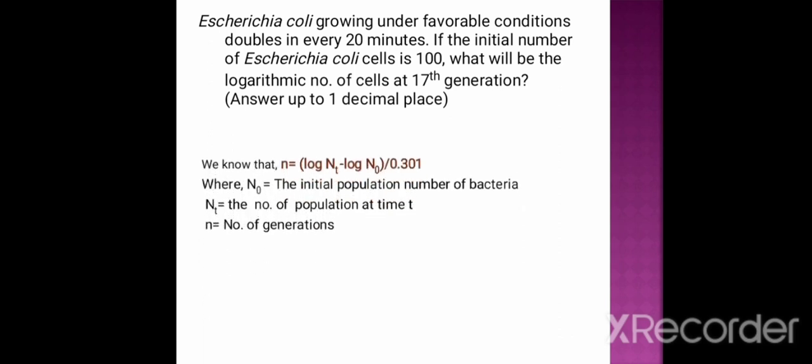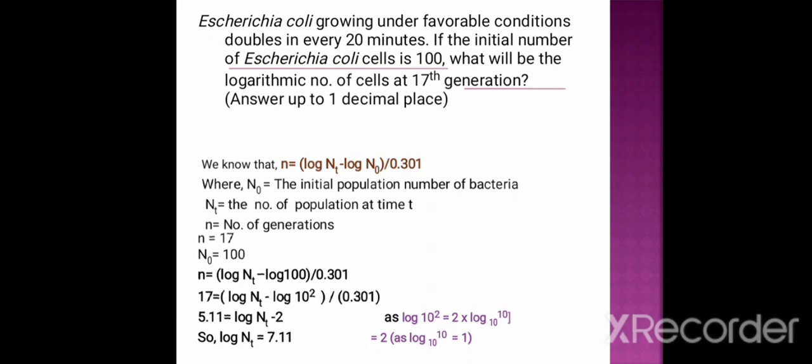To solve this question, we have to consider the formula n is equal to log Nt minus log N0 divided by 0.301, where N0 is the initial population number of bacteria, Nt is the number of population at time t, and n is the number of generations. Here the initial number of E. coli cell is 100 and we have to calculate the logarithmic number of cells at 17th generation. So the number of generation here is 17.